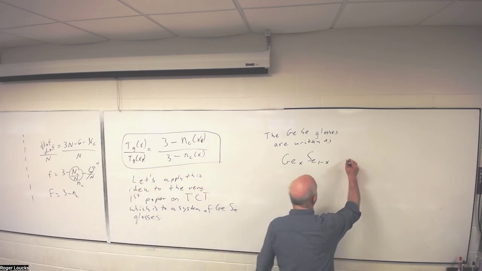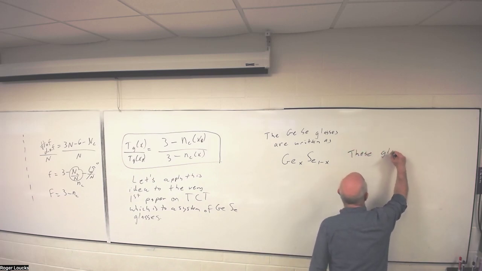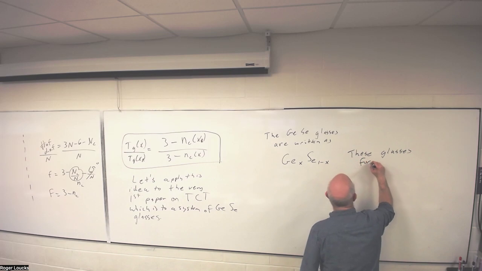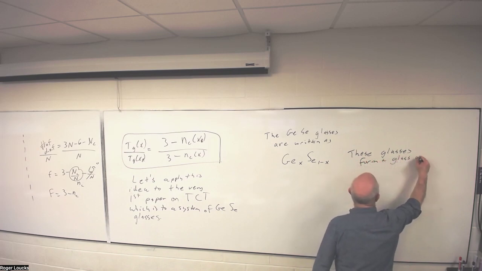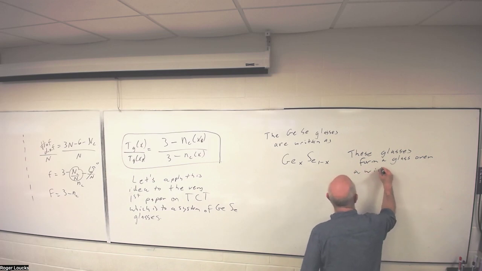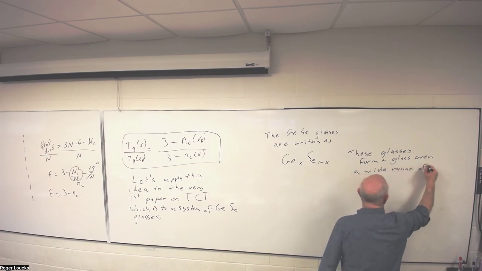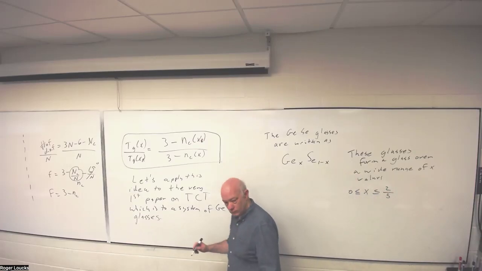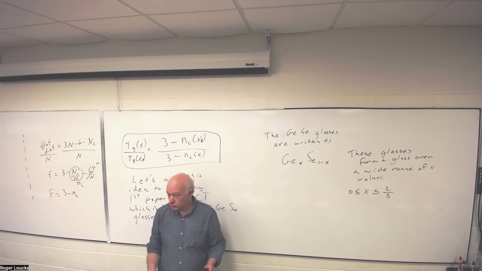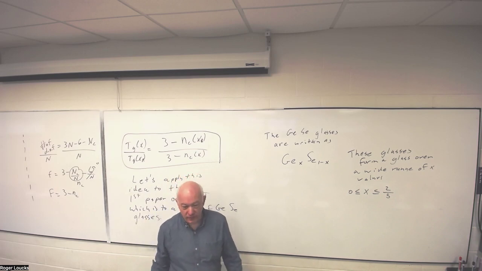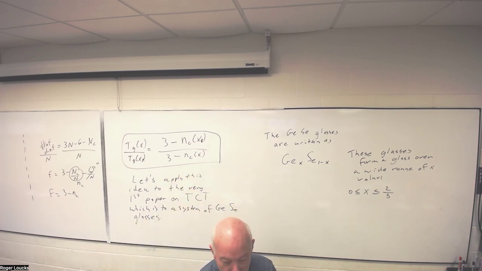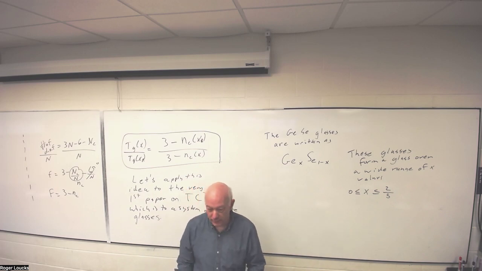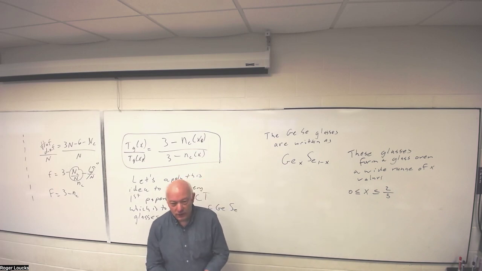So these glasses form glass over a wide range of x values. That's a reasonable range, not that wide, but everyone says it's a wide range. They quote this here, and fine, it's good enough. So the question is, what happens here?